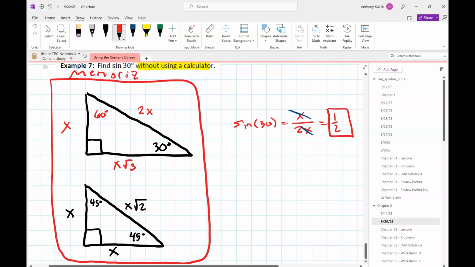You should take a moment to memorize those special right triangles, or at minimum, do what with them? Put them on your note card. You will use these a lot here in the next coming sections. So they're going to come up a bunch of times over and over and over again. They're nice ones to know. Okay.